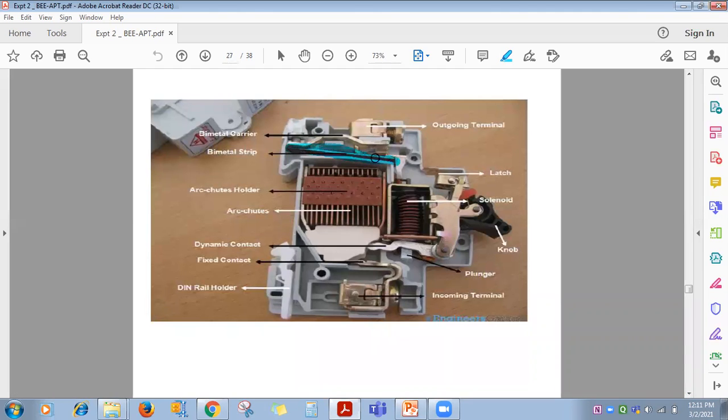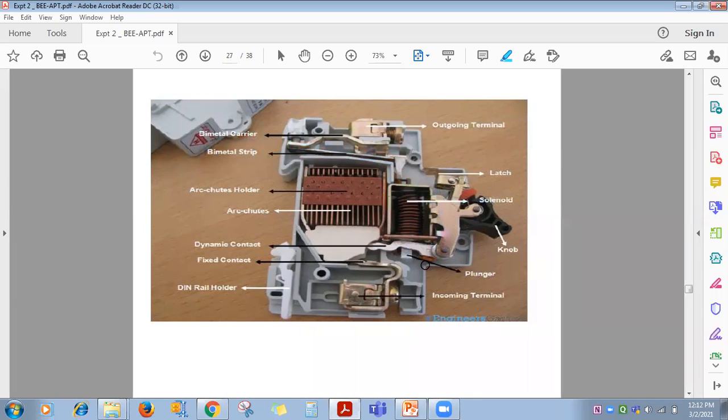Whatever this is, the bimetallic strip, here it is written bimetallic strip. It gives protection in case of overload. And here is the solenoid. Solenoid, all of you know, centrally it's a magnetic material, and round it one coil is wound. That is called a solenoid, an electromagnet. This solenoid, see here it is written solenoid, it gives protection in case of short circuit.